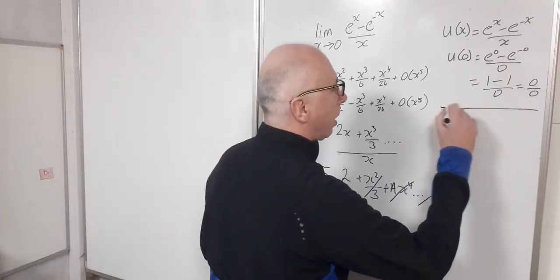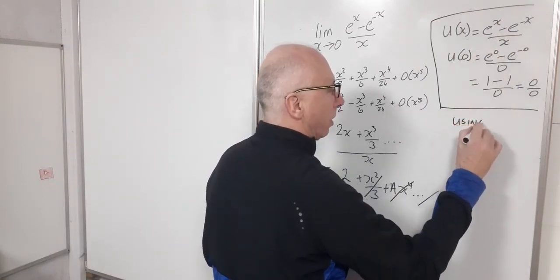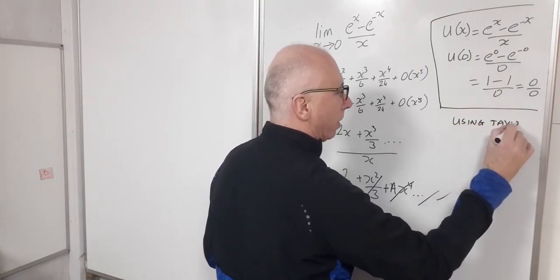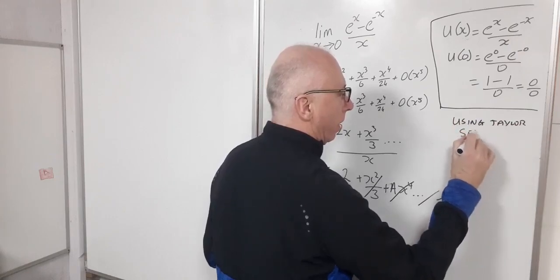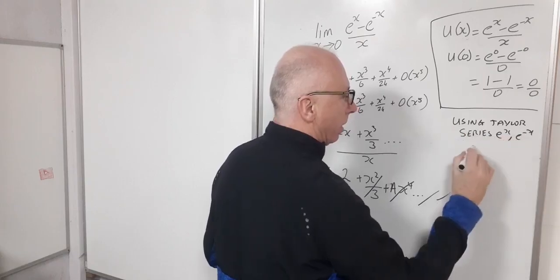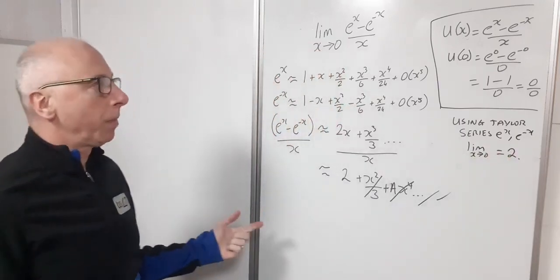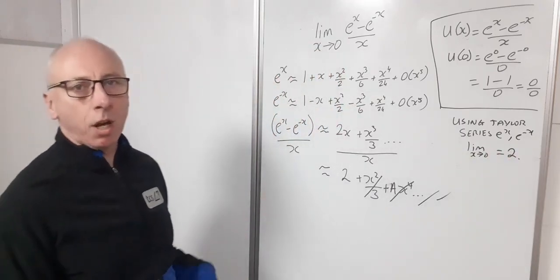So let's put our result here. So using Taylor series of e to the x, e to the minus x, limit as x approaches 0 equals 2. So that's our first one. So let's clear this off the board. Let's go at another one.